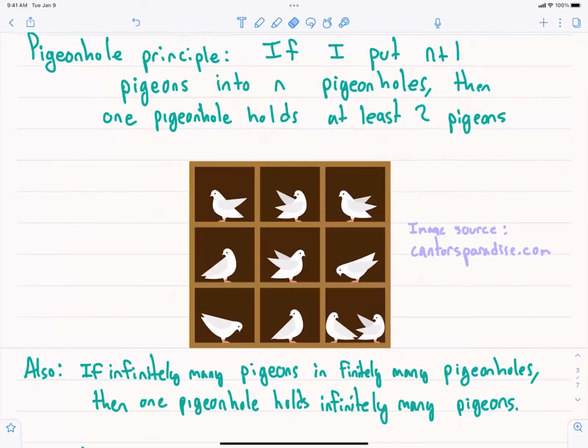Okay, so this is a very, very powerful idea. We're also going to use the following infinite variant, which is if I have infinitely many pigeons and only finitely many pigeonholes, then one of my pigeonholes has to hold infinitely many pigeons. Because if you have finitely many holes and finitely many pigeons in each pigeonhole, then you only have finitely many pigeons. Okay, so it's a little bit ridiculous of pigeons, but nonetheless, this is what we call it. And we're going to use this 3 or 4 times in the rest of the lecture. So let's see how that goes.